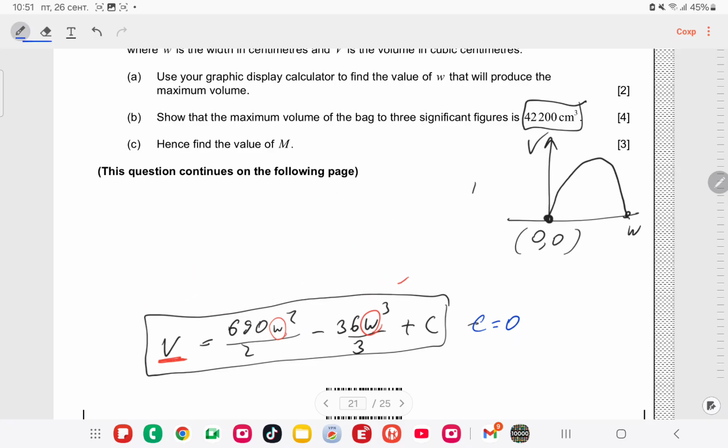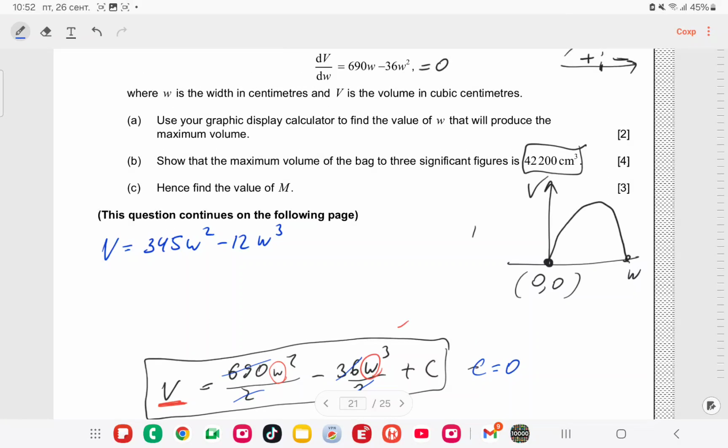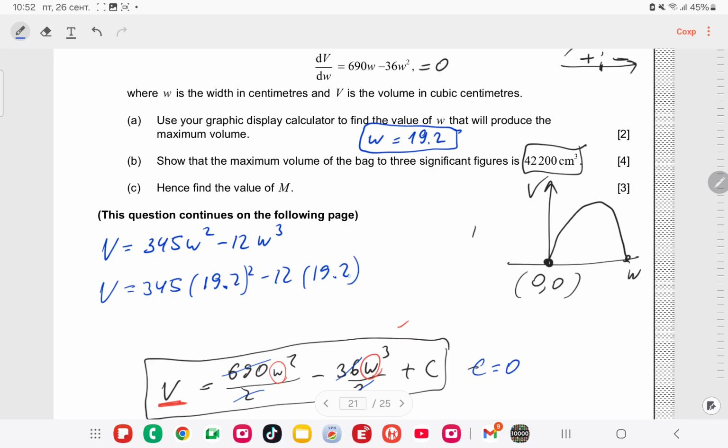Now our function is this one in the frame. Let's simplify it a bit to make it simpler: 345 W squared minus 12 W cubed. This is the function. We know that the maximum value is obtained when W is equal to 19.2. So we plug 19.2 in for W: 345 times 19.2 squared minus 12 times 19.2 cubed.